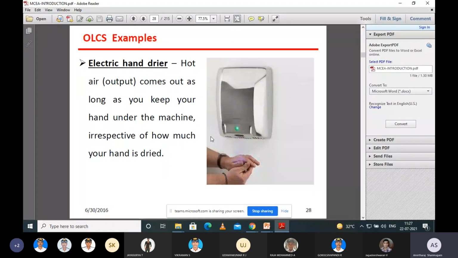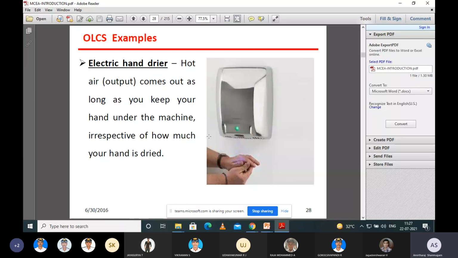We are seeing an electric hand dryer. It's also one of the systems. A number of components are connected to release heat for the hand dryer. So the hot air is coming out. We can keep our hand just below it for drying. But the system doesn't know how much your hand is dry.